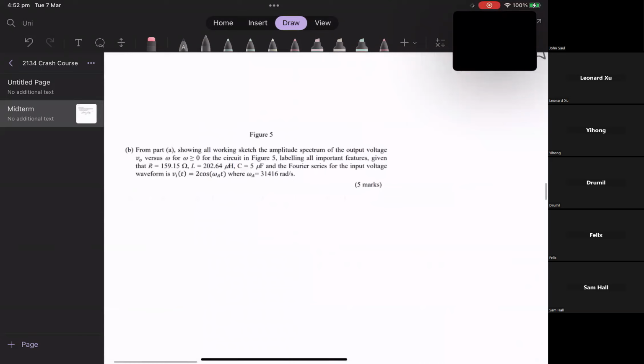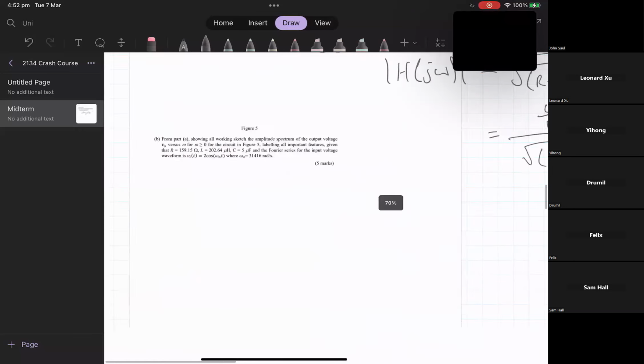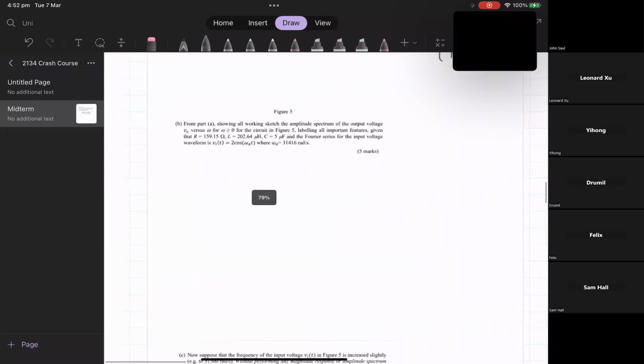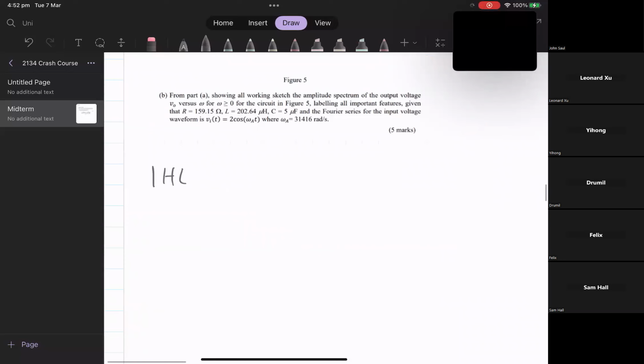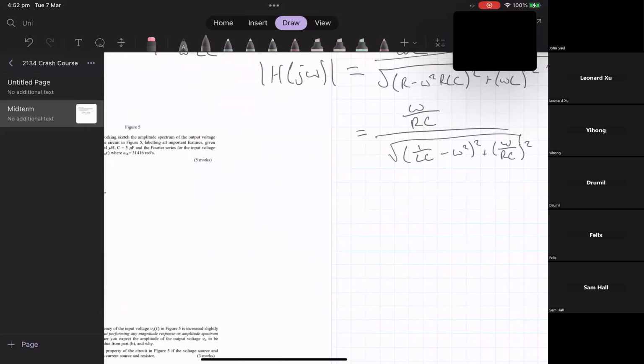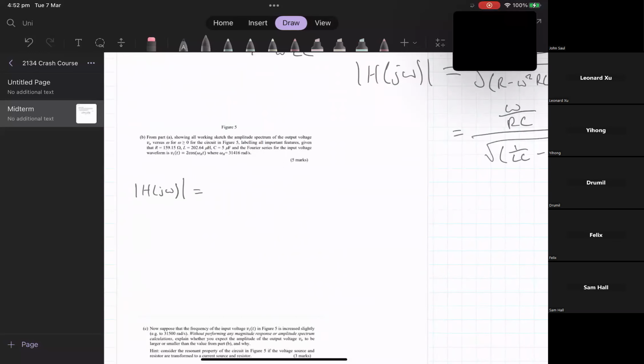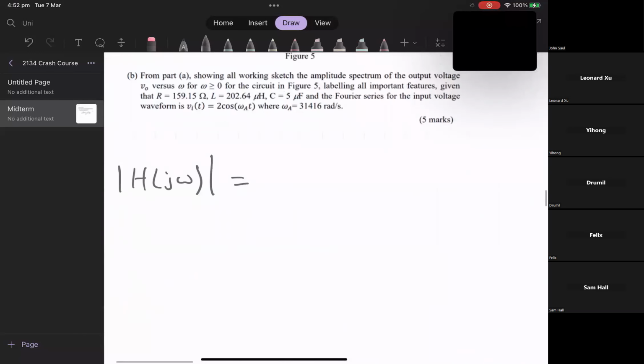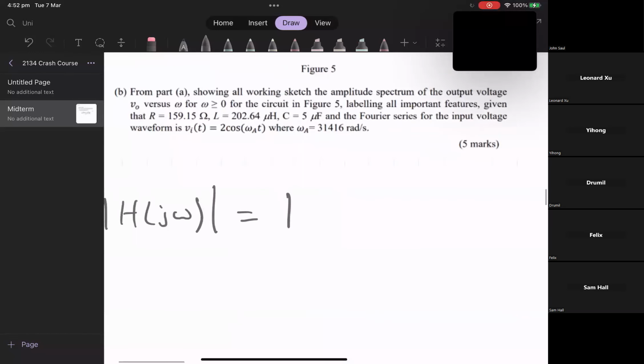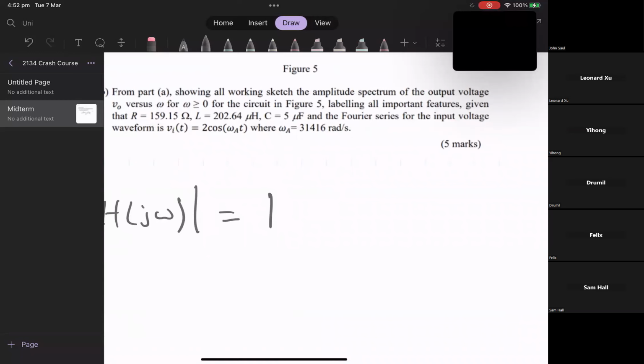For B, we're using part A to make a sketch of the amplitude spectrum, and it asks us to label all important features given these values. So we can simply sub those in. So I guess I have the final value here, and it's actually equal to 1. I'm sure you can all sub that in your calculators to confirm that. But using these values, we do have the magnitude equal to 1. So that is our resistor equals 159.15 ohms, inductance 202.64 microhenries, and capacitance 5 microfarads.